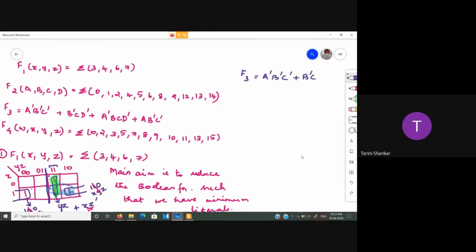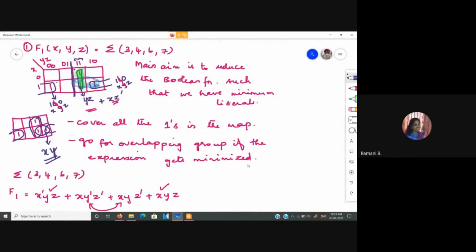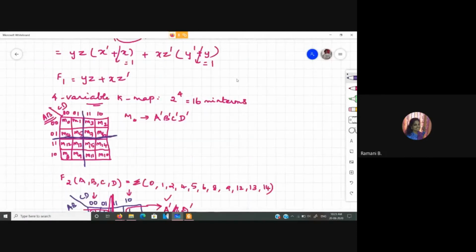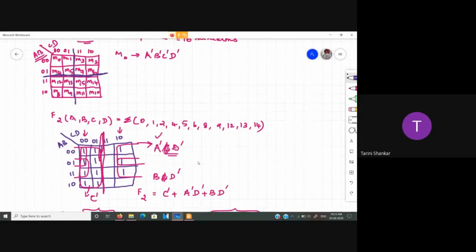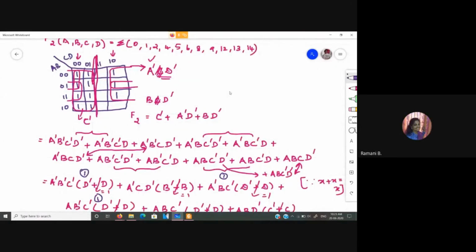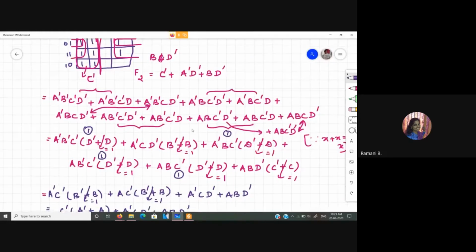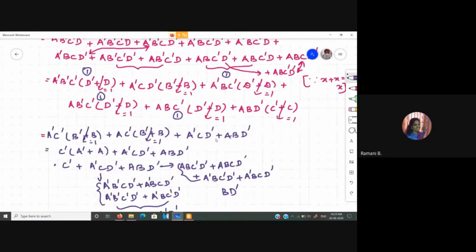Ma'am, in the previous question, F2 only, if you pair it in a different way, we'll get it the way we got it by doing the other method. Yes, you will get the answer actually, but you need to replicate the terms.